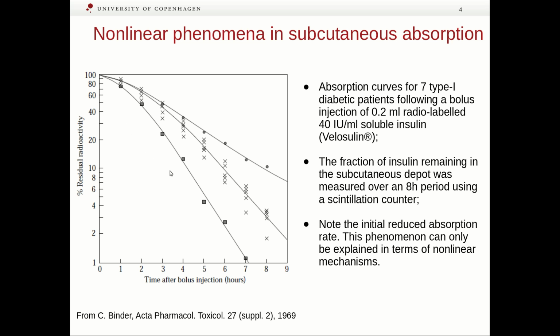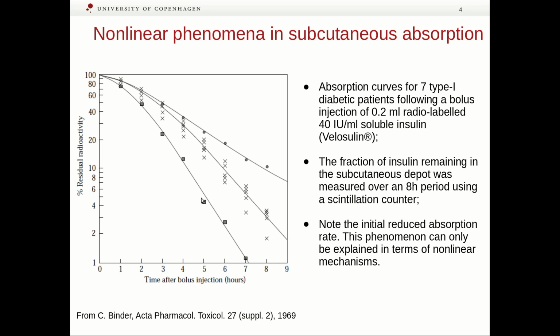The first slide shows the so-called absorption curves for 7 patients with diabetes. They have been injected with 4 international units per milliliter soluble insulin, with an amount of 0.2 milliliters. The insulin has been radioactively marked so that you can measure from the outside with a so-called scintillation counter how much insulin is still back in the depot for the individual patient.